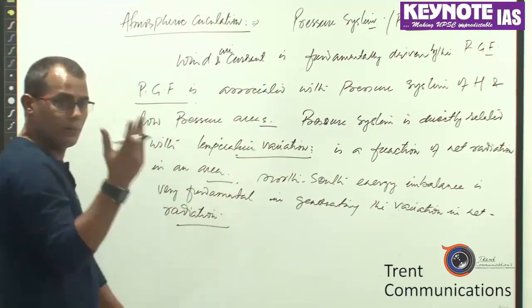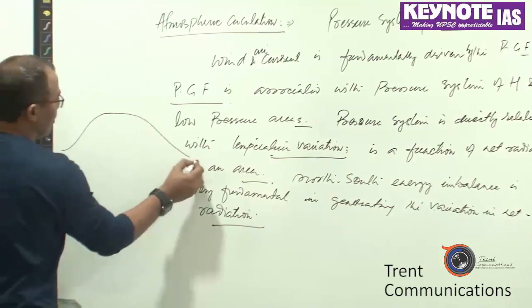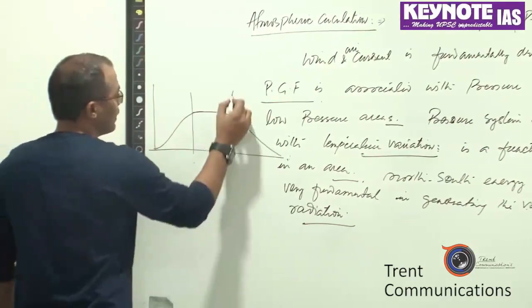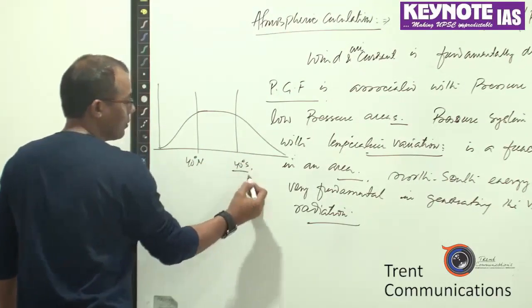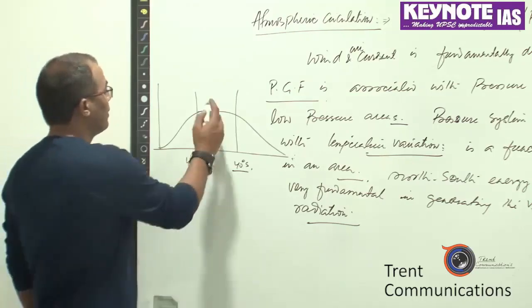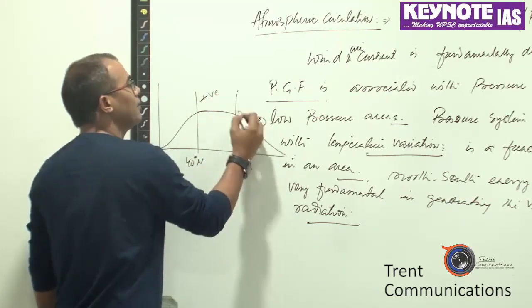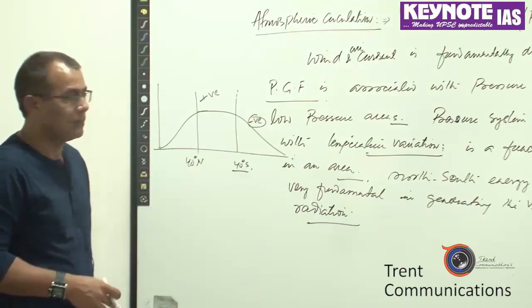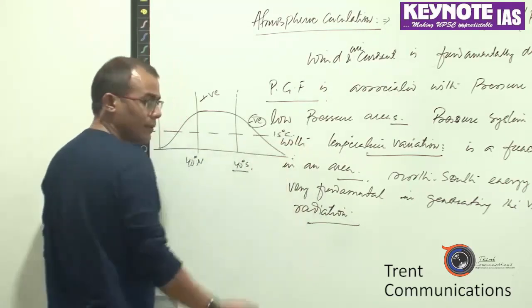Present a diagram. It's very popular about net radiation. That one, everywhere it is given. Generally 40° north to 40° south, net radiation is positive, and beyond that net radiation is negative. That's what you call energy surplus area, energy deficit area. Average temperature of Earth 15 degrees Celsius.